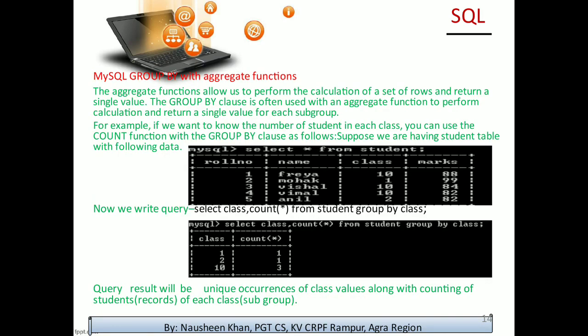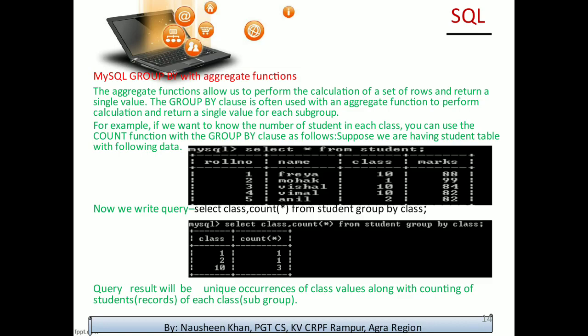The aggregate function allows us to perform the calculation of a set of rows and return a single value. The group by clause is often used with an aggregate function to perform calculation and return a single value for each subgroup. For example, if you want to know the number of students in each class, you can use the count function with the group by clause as follows.